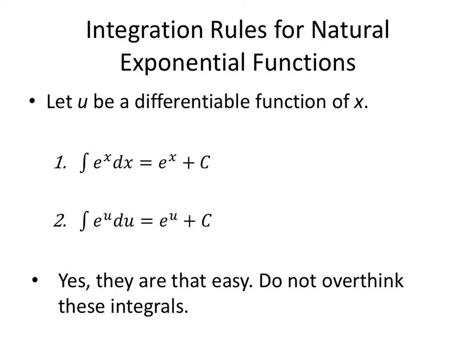Now, in part 1, we learned that the derivative of e to the x is itself, e to the x. So, keeping that in mind, the antiderivative of e to the x dx is itself, e to the x plus c. Now, the integral of e to the u du is e to the u plus c. It's that easy. Don't overthink it. Don't make it harder than it needs to be. Just let it be straightforward.